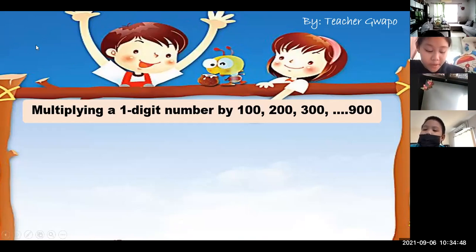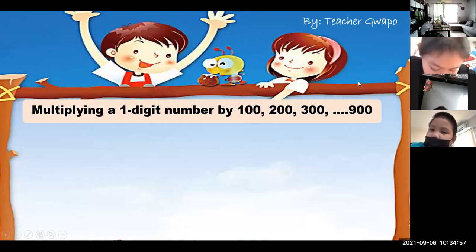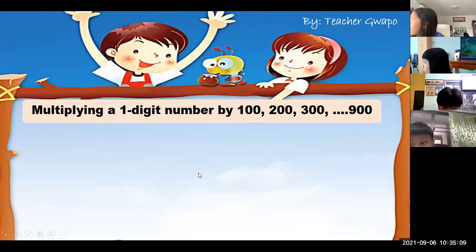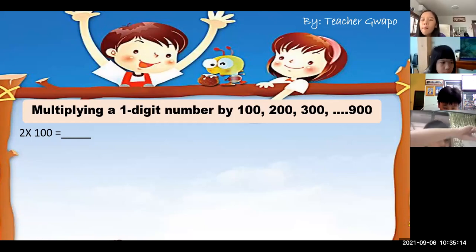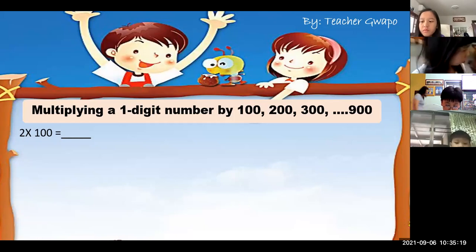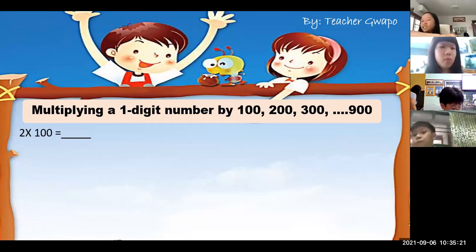Now here, let's try to do this one. Multiplying a 1-digit number by 100, by 200, by 300, up to 900. As you can see here, 100, 200, 300. Now, in your book, turn to page 34. Okay, page 34.